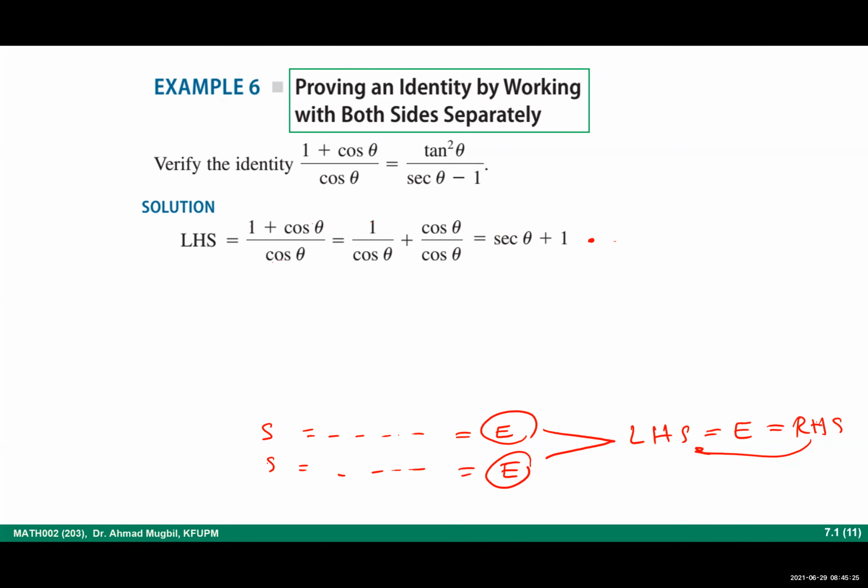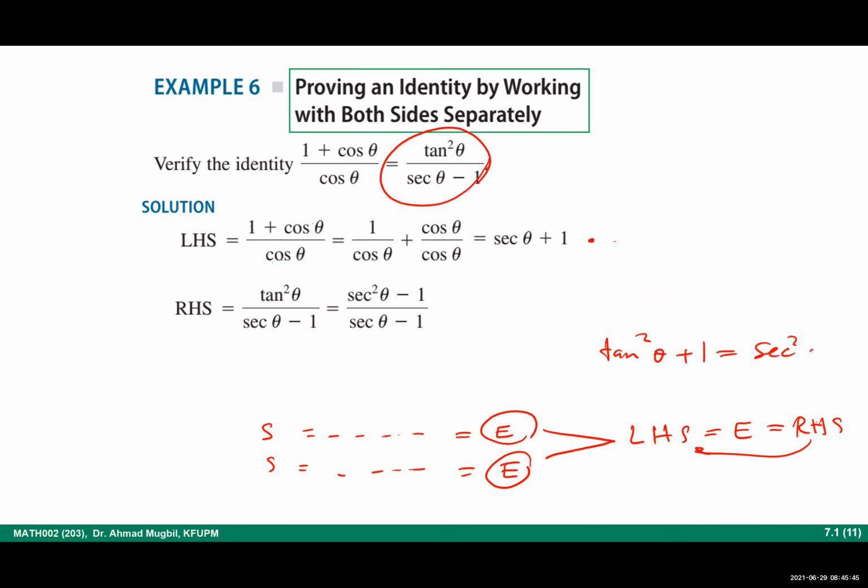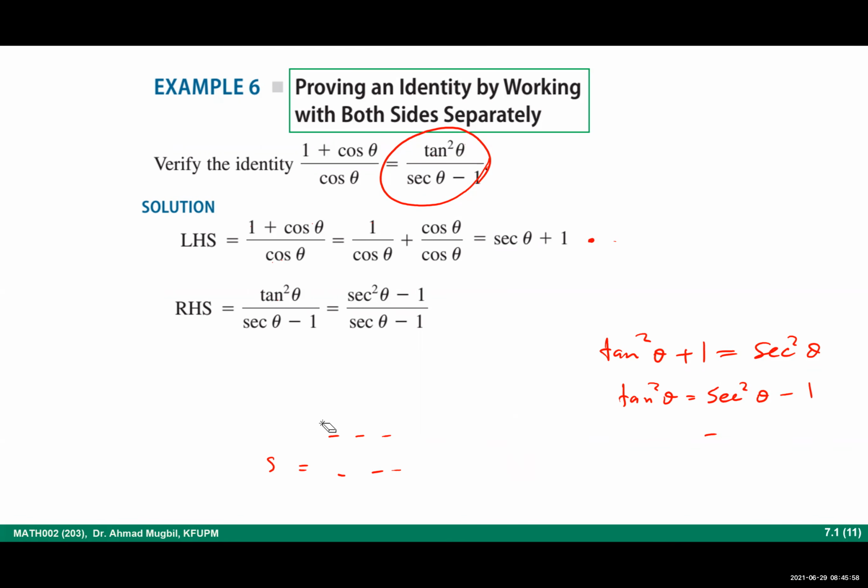Now, take this, work on the right-hand side. You have tan squared over secant minus 1. What is tan squared? Do you remember? The identity: tan squared theta plus 1 equals secant squared theta. So according to that, what is tan squared theta? Move 1 to there. It will be secant squared theta minus 1. So what we did here, we just replaced tan squared by secant squared minus 1.